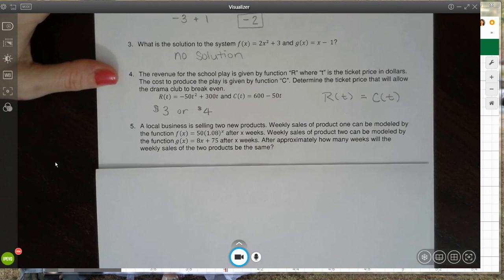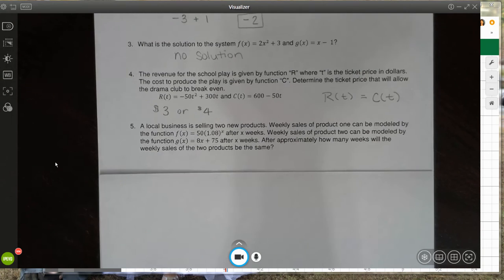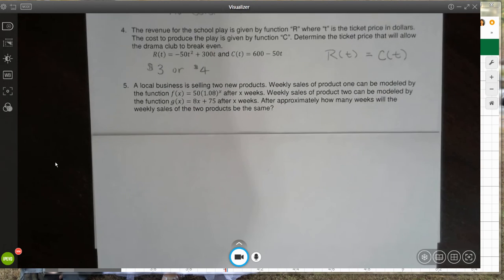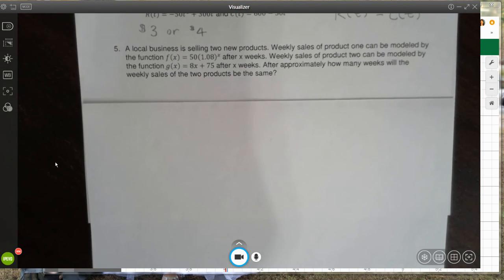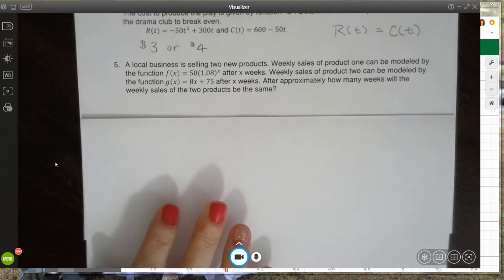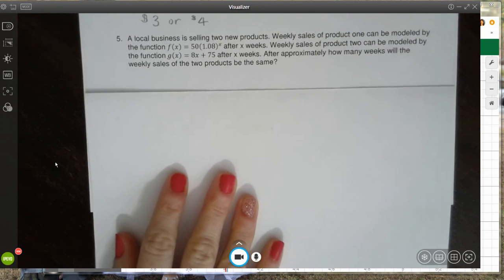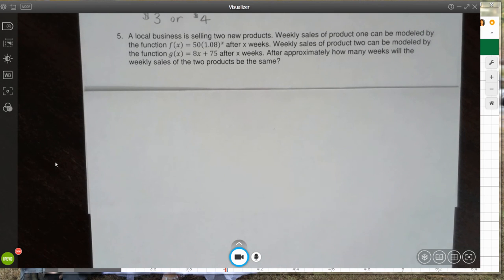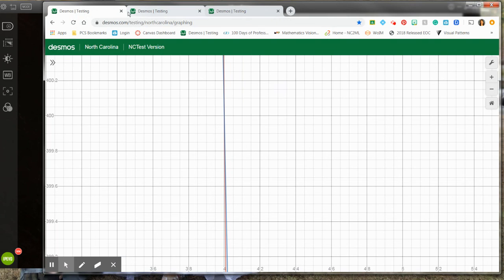The next question, question number 5, is dealing with a local business that's selling 2 different products. So they have weekly sales that are modeled by an exponential function, and then they have weekly sales that are represented by a linear function. And it says, after approximately how many weeks will the sales of these 2 products be the same? This word right here tells me it's probably not going to be a whole number answer, and I have to do my best to round or estimate. Since we have Desmos, we don't have to estimate.